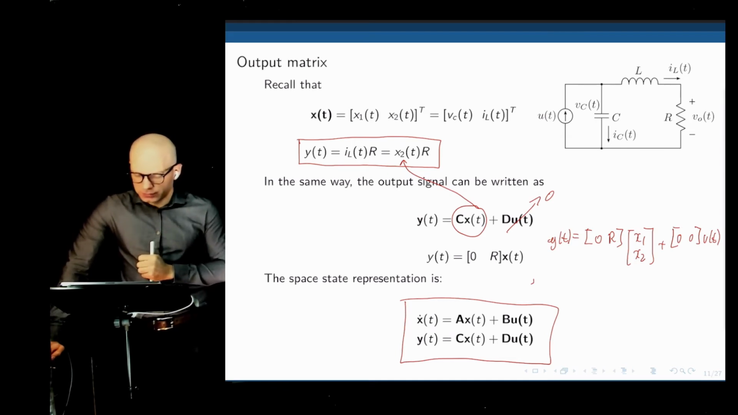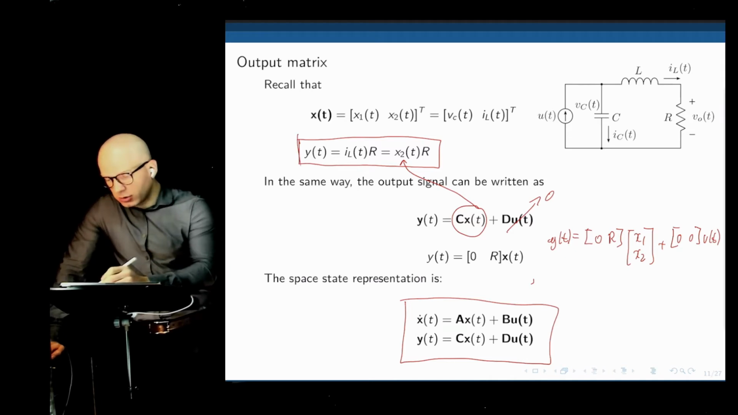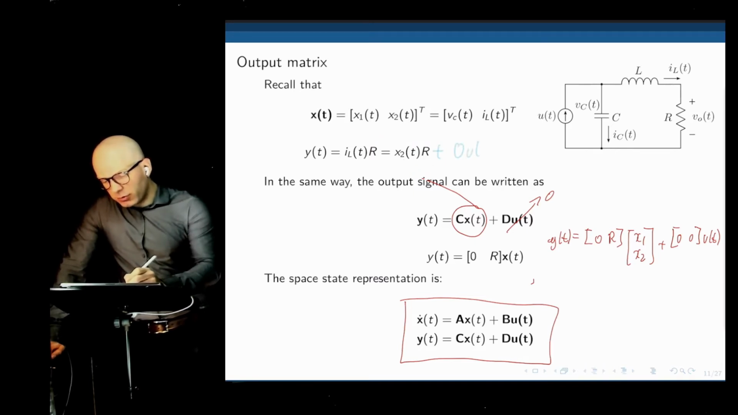Any other questions? All right, how did we know that u of t is 0? u of t is not 0. u of t is just not included in the equation for the output. So if you look at the equation for the output here, this is plus 0 times u of t.